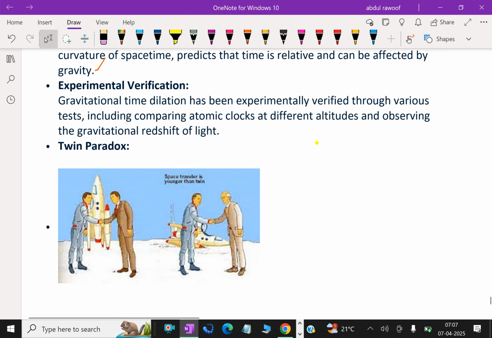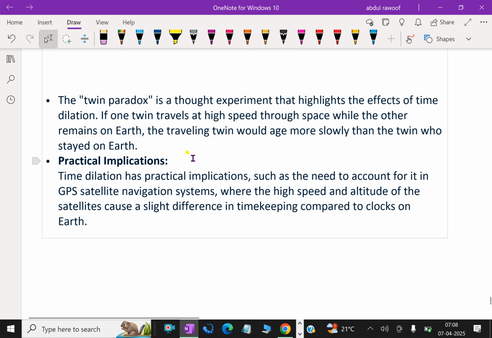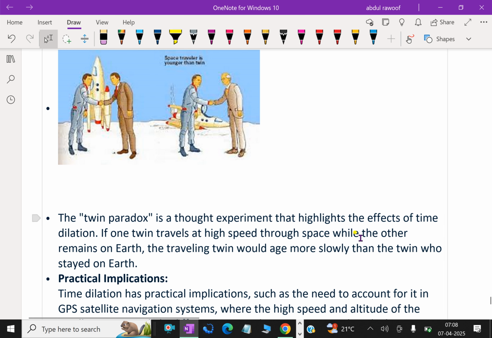Experimental verification. Gravitational time dilation has been experimentally verified through various tests, including comparing atomic clocks at different altitudes and observing the gravitational redshift of light. Twin paradox. The twin paradox is a thought experiment that highlights the effect of time dilation if one twin travels at high speed through space while the other remains on Earth.